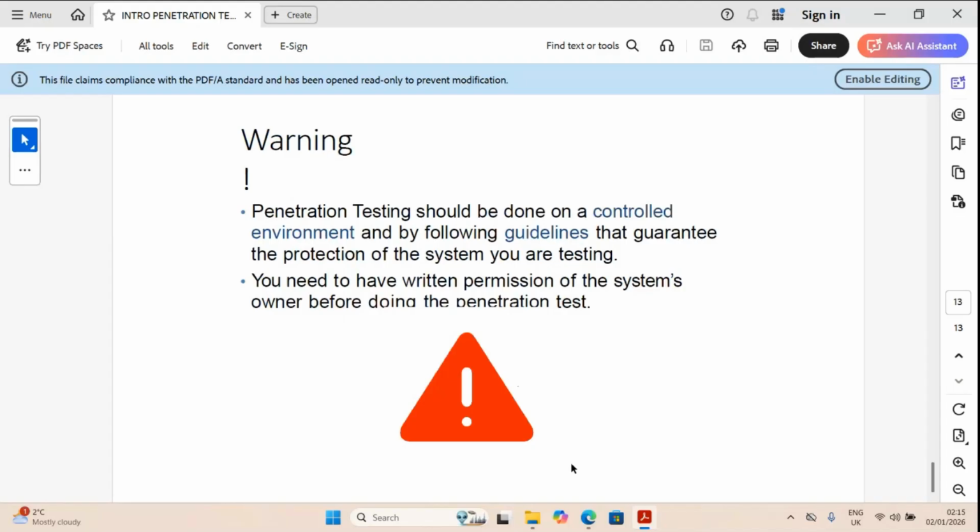That wraps up this introduction to penetration testing. Always remember, ethical hacking is about protection, permission, and responsibility.